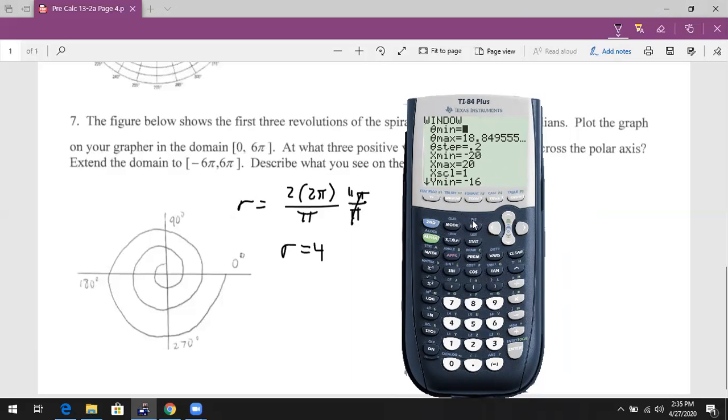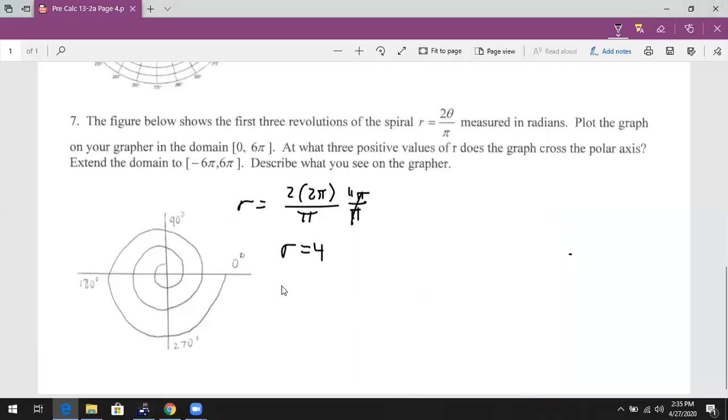Didn't like that because my window wasn't big enough here. I have to rotate a little farther past this to be able to trace this to 6 pi, but we see that is indeed r is 12 when it hits there. So at what 3 positive values of r does the graph cross the axis? R is 4, r is 8, and r is 12.